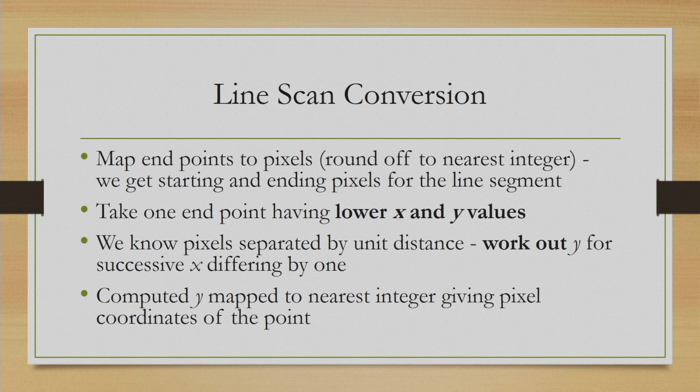So, we can follow a 4-step approach. In the first step, we map the endpoints to pixels simply by rounding off to the nearest integer. In that way, we get the starting and ending pixels for the line segment. So, we now know which pixels are defining the line. Then in the second step, we take one endpoint having the lower x and y values as the starting point.